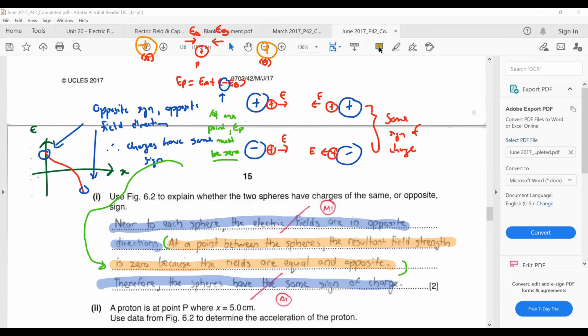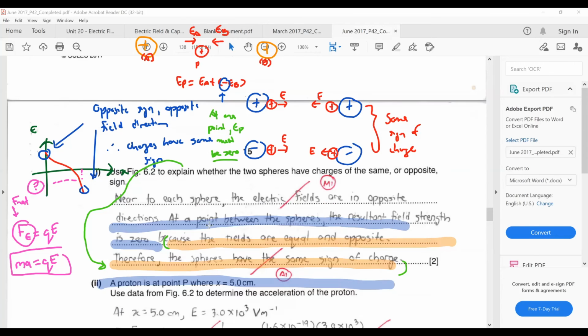So have a look at the 5 centimeter mark. Find out what the electric field strength is there and find out what your acceleration is. The 5 centimeter mark is somewhere around here. You want to find the acceleration of the proton. You know that Fe is equal to QE. As I mentioned to you just now, your Fe is your net force that causes the acceleration of your charge. So this can be changed to MA equals QE, from which you can find out your acceleration.